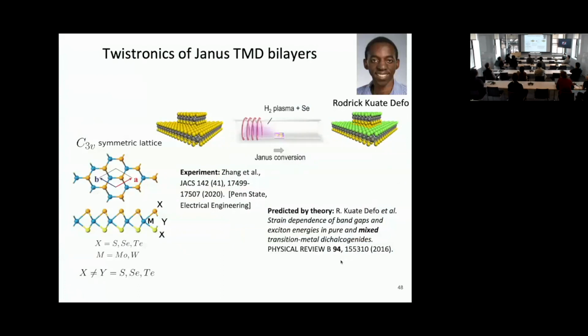This is an idea that I'm quite fond of. This is the idea of Janus transition metal dichalcogenide bilayers. This work started with my student Roderick Quaid Defoe. And the idea is that I showed you a few pictures of transition metal dichalcogenides. These have a metal layer in the middle and chalcogen atoms on either side. And our idea was to take the middle layer of metal atoms and put different chalcogen atoms on the two sides. And the experiments realized this a few years after we predicted it.